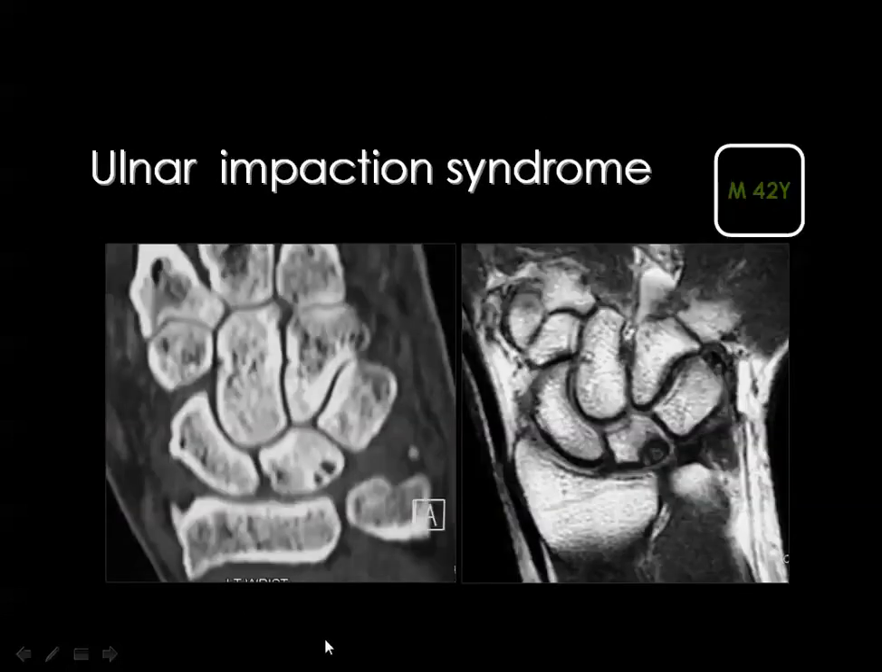This is an example of ulnar impaction syndrome by CT coronal reconstruction and MRI coronal T1 weighted image. You see the changes in the lunate bone, you see the positive ulnar variance, and if you look carefully at the triangular fibrocartilage, you can tell that there is some injury here.